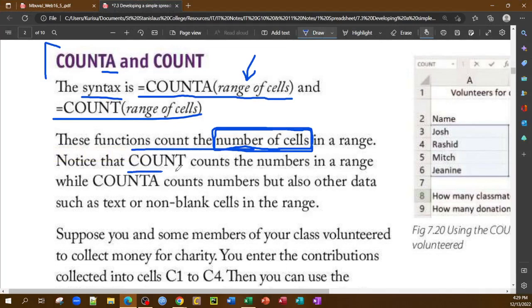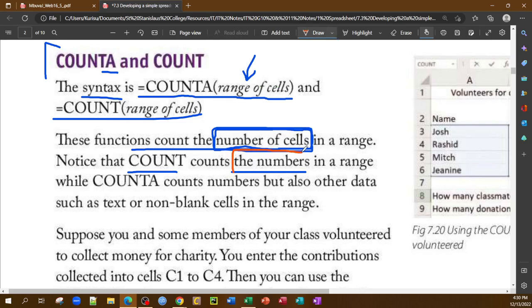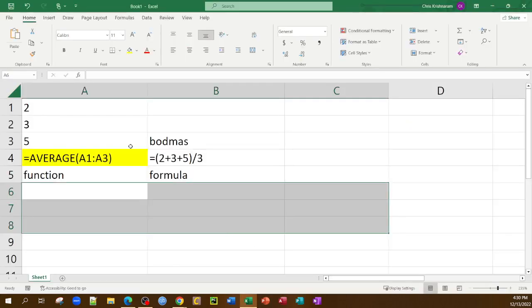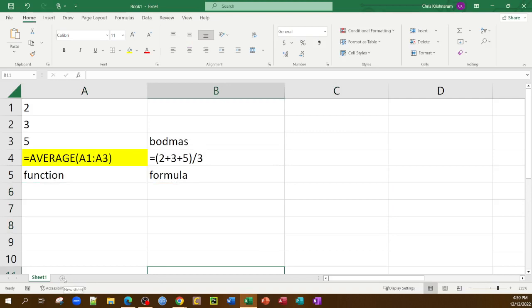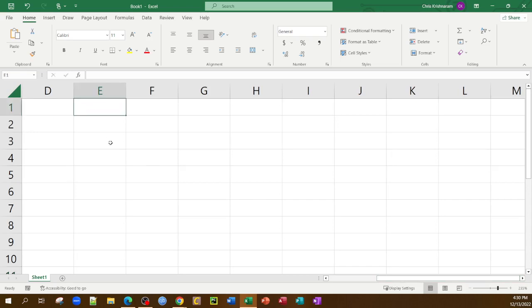So notice that COUNT counts the numbers in a range. So COUNT is when you want to count if a range of cells has numbers inside of it. Whereas COUNTA counts numbers and any other type of data, including text and non-blank cells. So let me show you an example, and you'll see the difference between the two of them. So you can start creating the same thing.